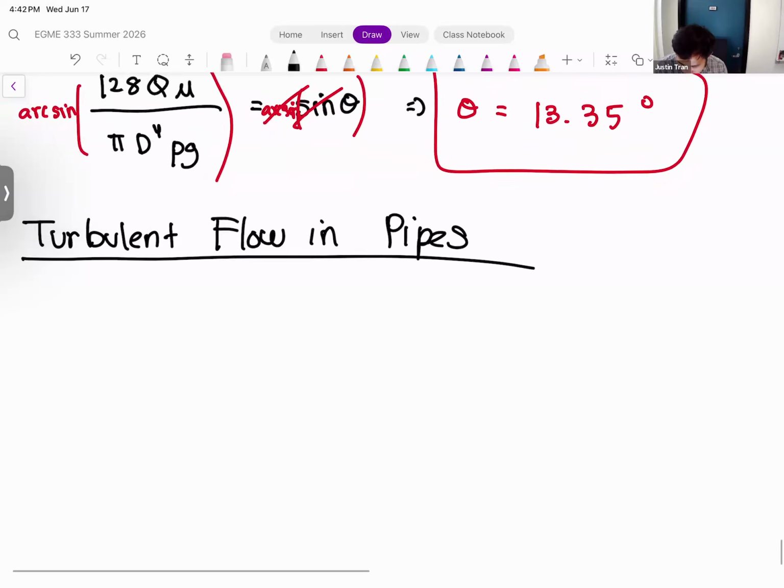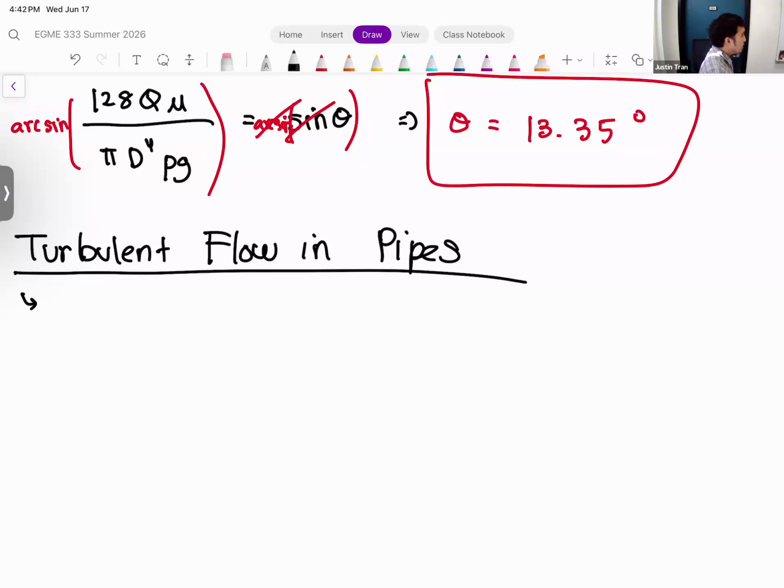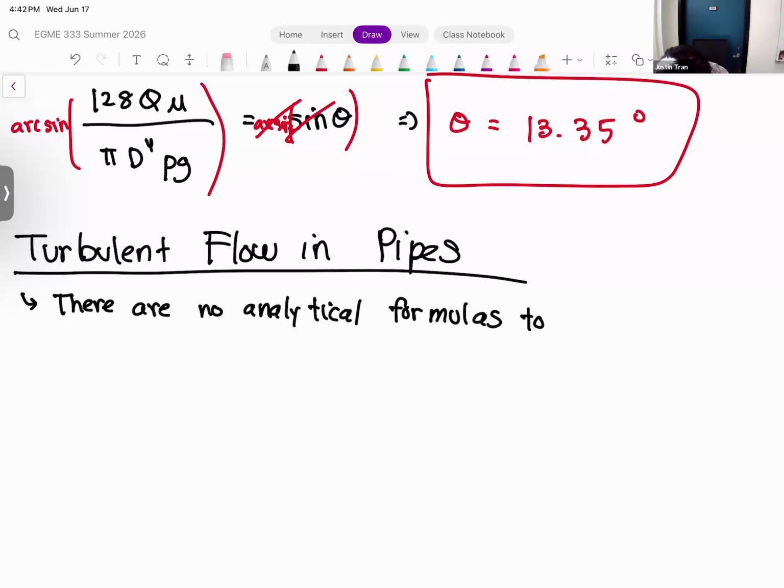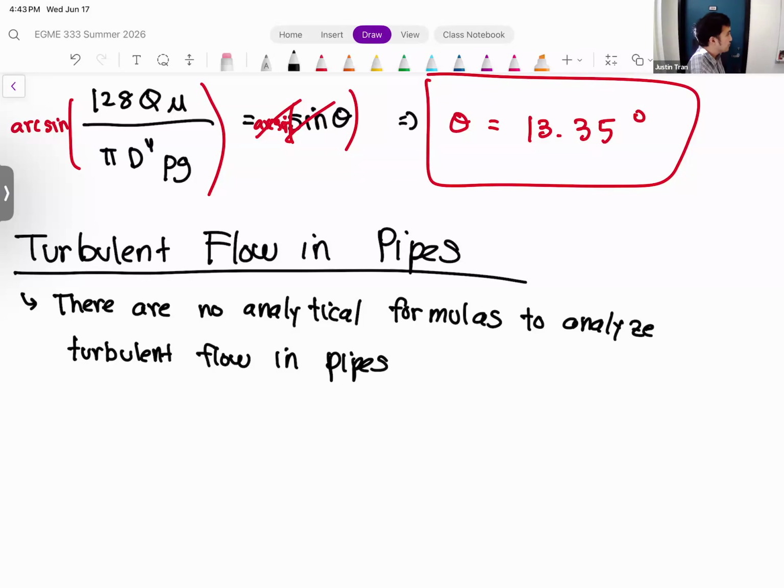Okay. So for turbulent flow problems, we can't really rely on an analytical formula to solve for things like pressure drop and flow rate. The key word there being analytical.